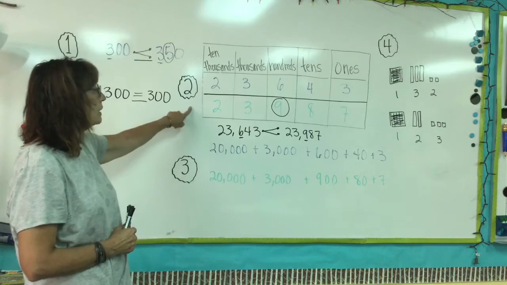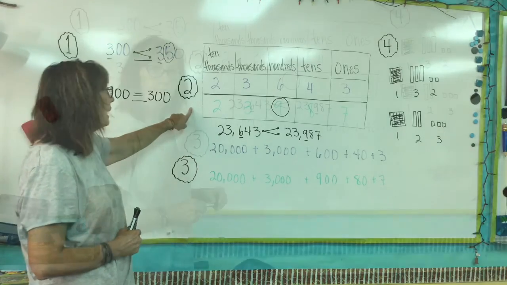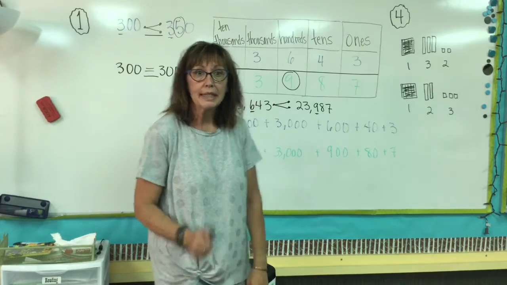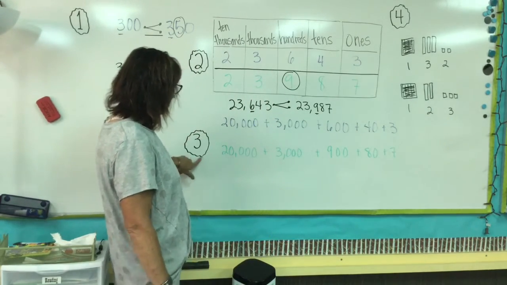So let's do the same thing that we did with our place value chart. And let's first, hey guys, I'm back. I guess there was a little glitch with the video. So let's continue. I think we were talking about model number 3.